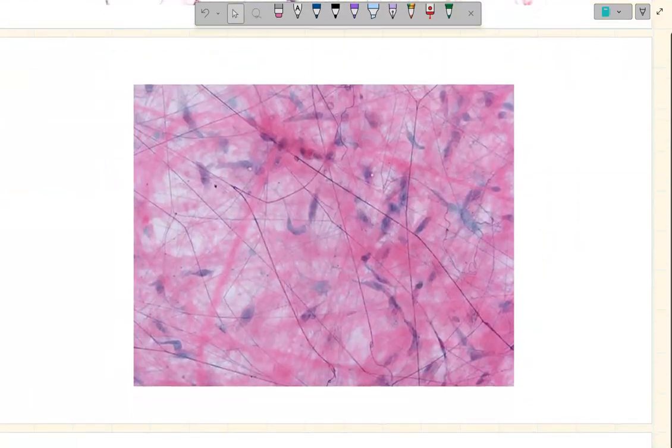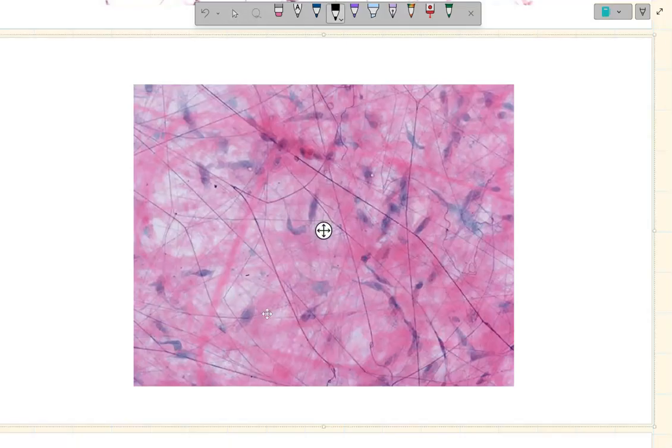All right, next one. So this one, we see some pockets of blank space. We see a ton of lines. We see a ton of cells. So this has a lot of everything. So we'll say pause here and try to identify it.